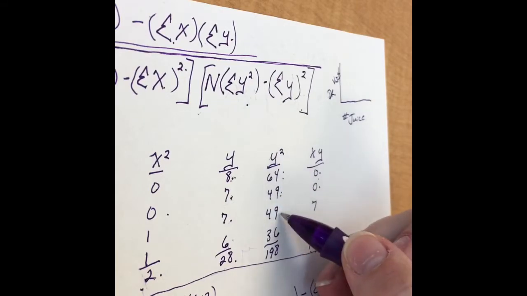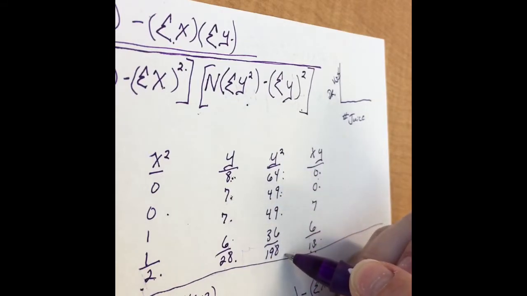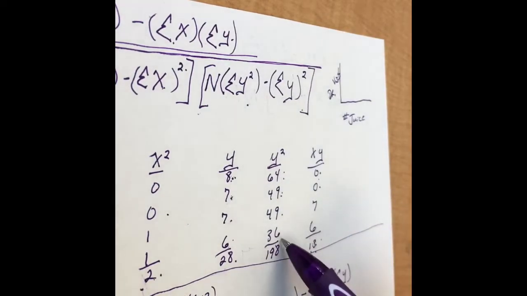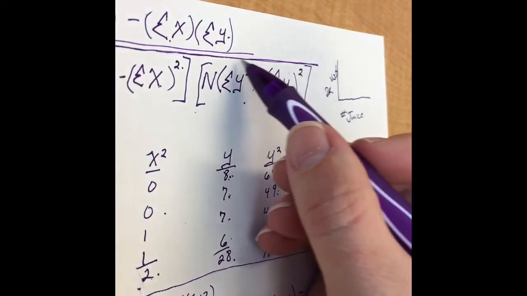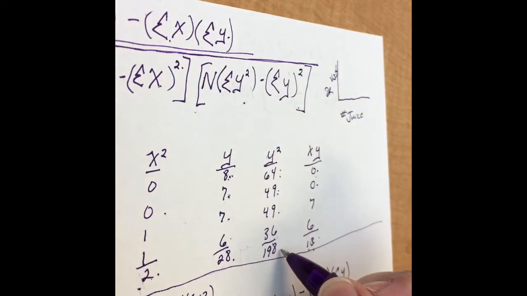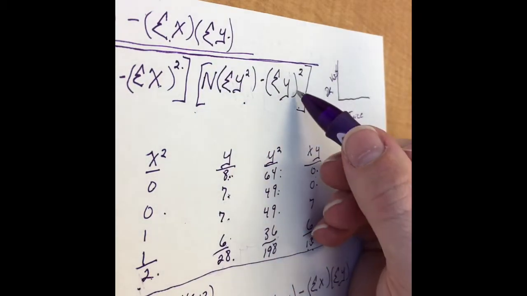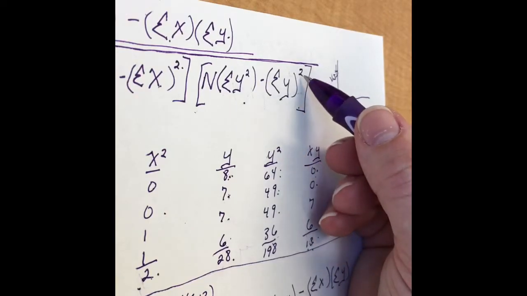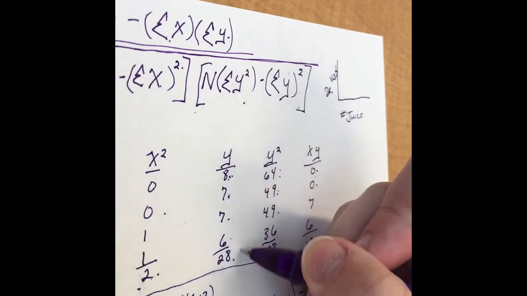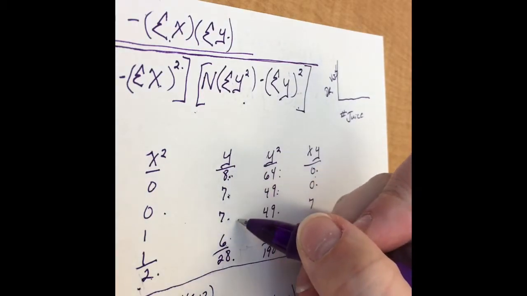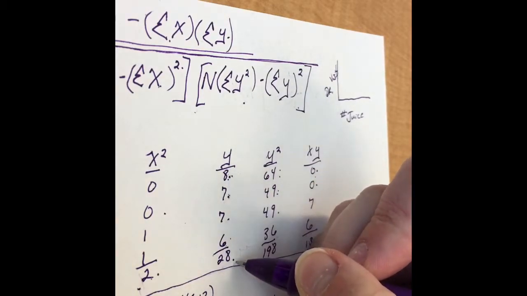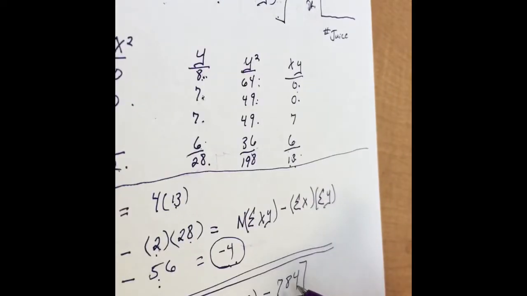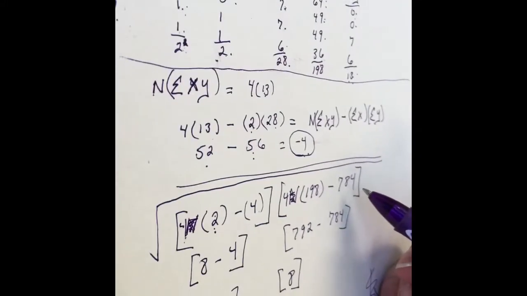Now I add these up. 64 plus 49 plus 49 plus 36 equals 198. Again, trust me, use a calculator. So now we know that this is going to be 198. Now the next part, the sum of the y's, and this is just the raw scores added up, and then we're going to square them. So that's just this column. 8 plus 7 plus 7 plus 6 equals 28. And now we have to square our 28, and that comes out to 784 because I plugged it in down here.